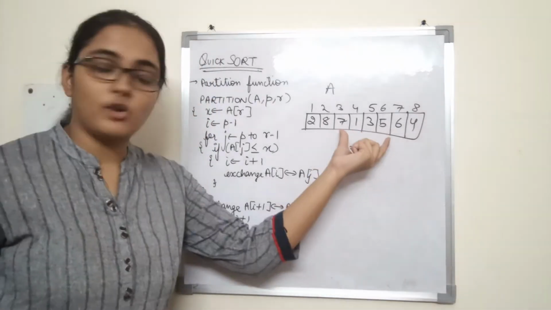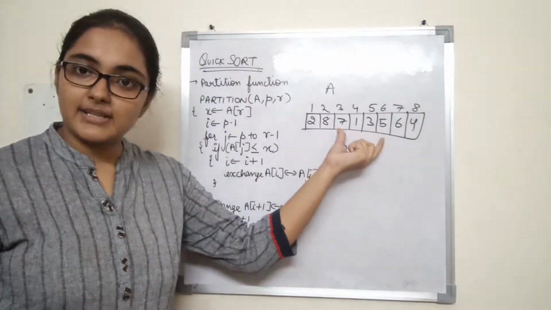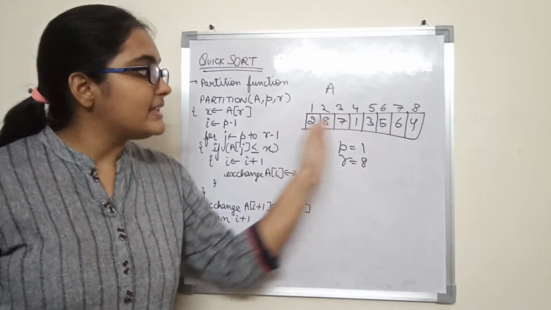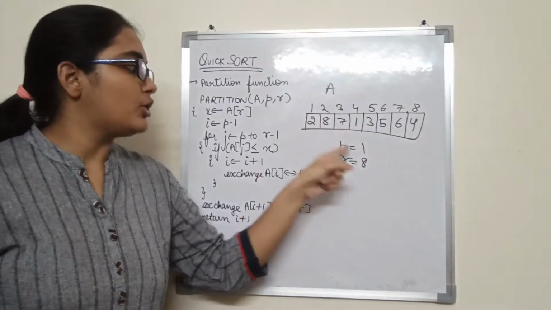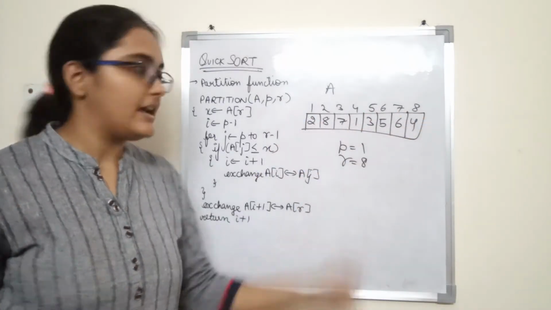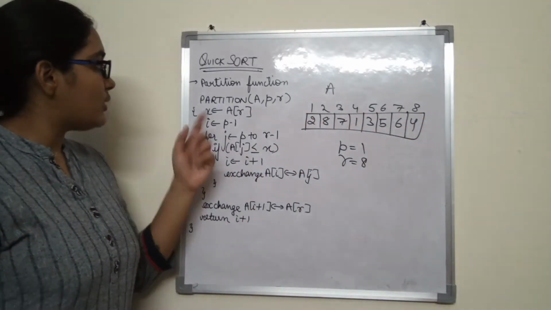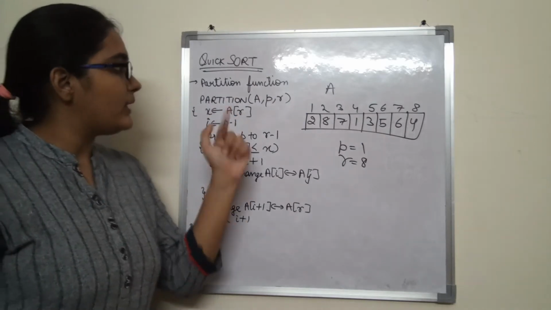We could have taken a smaller part of it if we had to sort just that small part, but we have to partition the entire array. So we are taking P is equal to 1 and R is equal to 8. Now let us see what it says. X is equal to A of R.